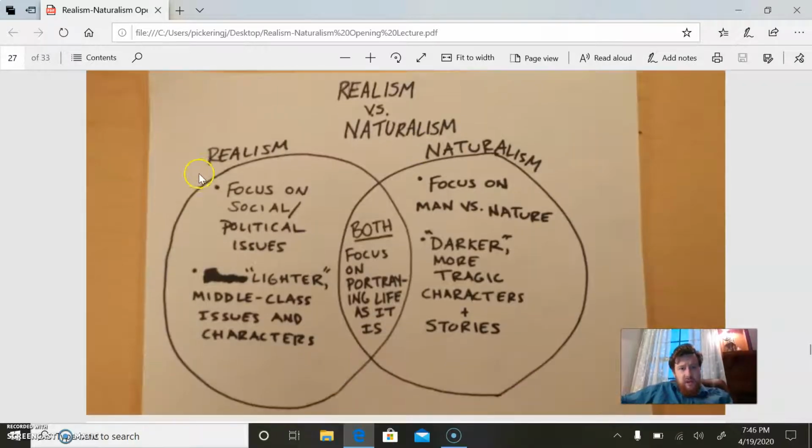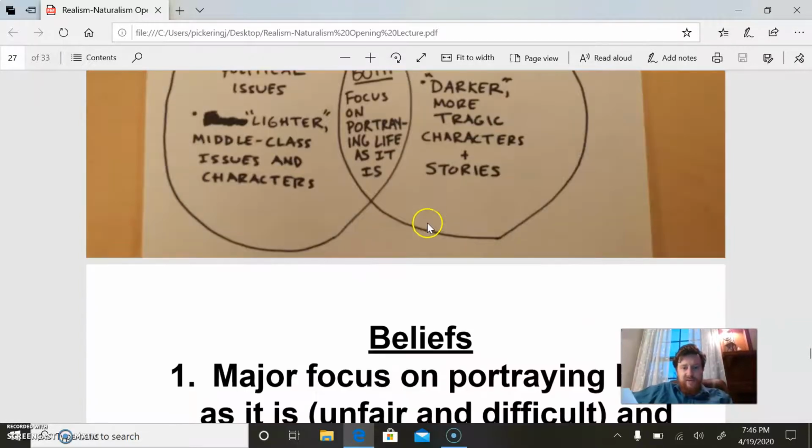So let's see here. Realism tended to focus on the social and political issues and tended to be a little bit lighter, and it dealt with middle-class issues and characters. You see a lot of that. Naturalism generally focused on man versus nature. That's the first short story we're going to read. It had darker, more tragic characters, and stories generally didn't end as well, really bleak. However, you'll see both wanted to show how life really was for people. That's the big thing. So you can pause on there and get a sense of how they're different. And you'll see that as you read the stories.